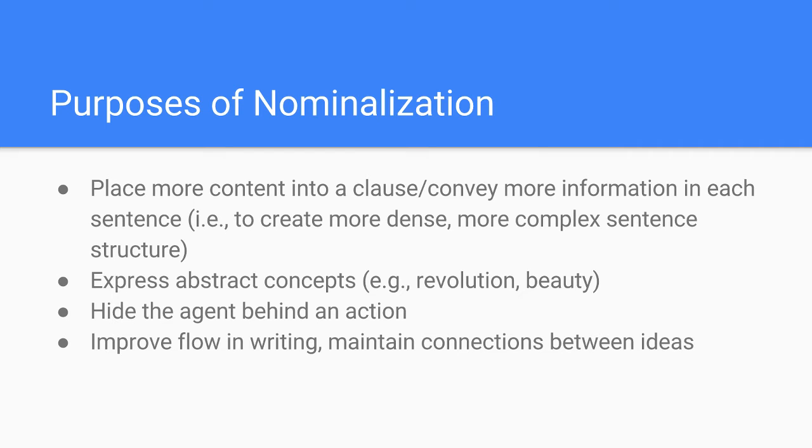If I wanted to hide the fact that you guys were rebelling, if I wanted to make you guys look better, instead of tying the students to rebellion, to the verb rebel, I could use the noun rebellion. The rebellion against the administration brought about changes, and so that nominalization helps me hide the agent behind the action.